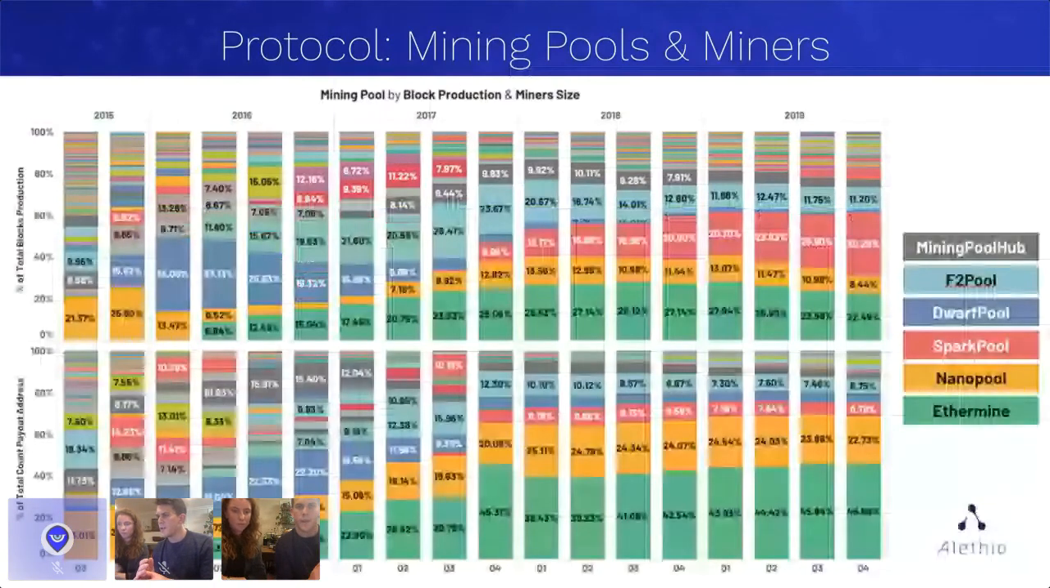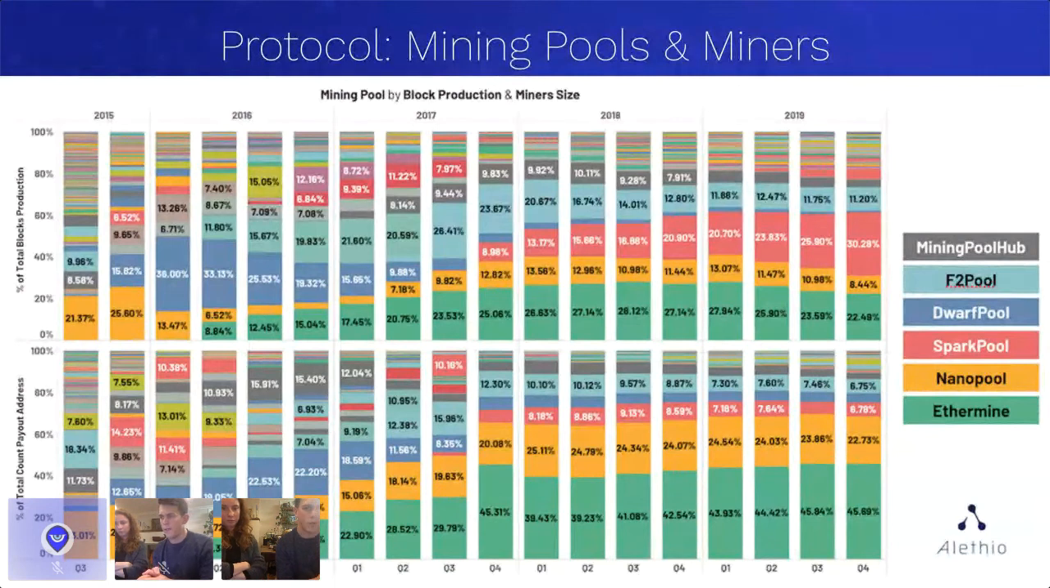Oh, there we go. So these two graphs, the top graph and the bottom graph, show the growing concentration of mining pools over time as measured by a percentage of total block production, which is shown in the top, and percentage of total addresses paid out per quarter, which is in the bottom graph. So in each graph, colors correspond to the same mining pool. So for instance, the green bars on the bottom of each graph are all Ethermine, and you can see the legend on the right-hand side.